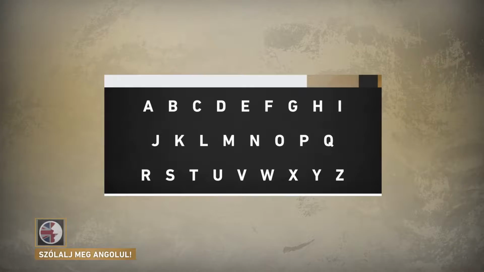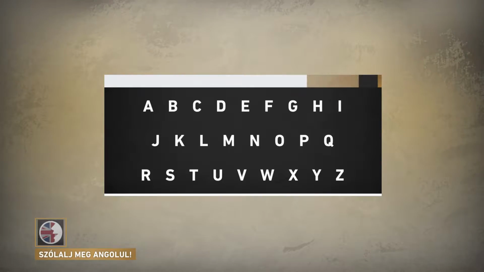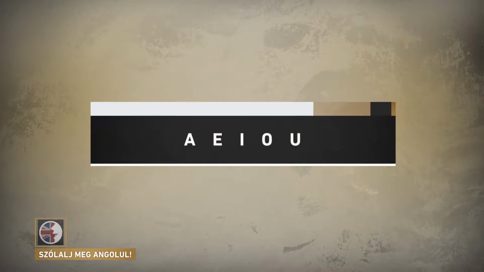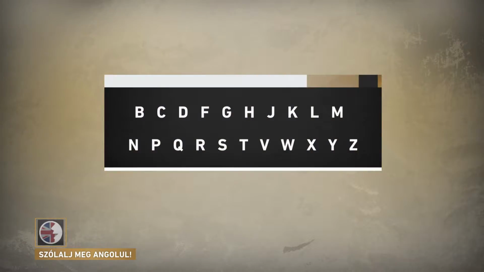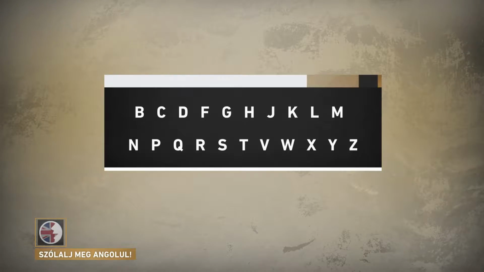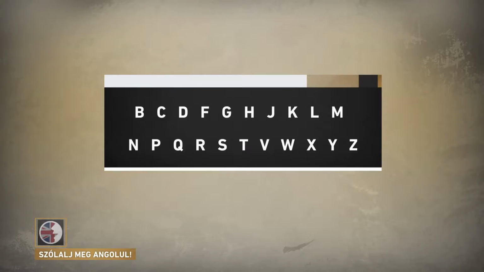After that, we learned the ABC and learned about vowels and consonants. The vowels are A, E, I, O, and U. And the consonants are B, C, D, F, G, H, J, K, L, M, N, P, Q, R, S, T, V, W, X, Y, and Z.